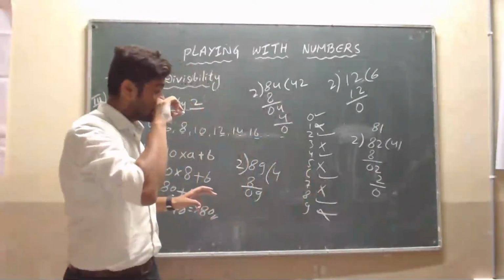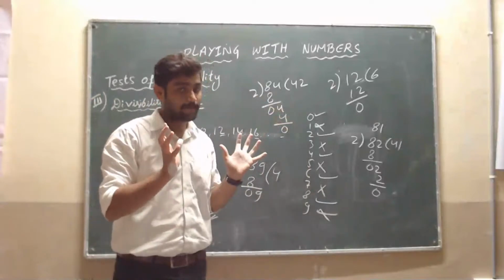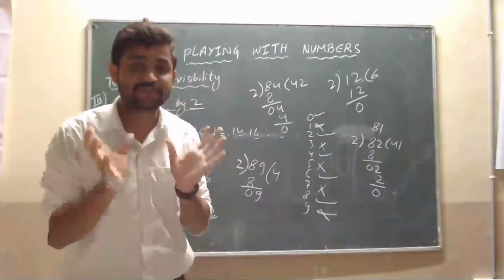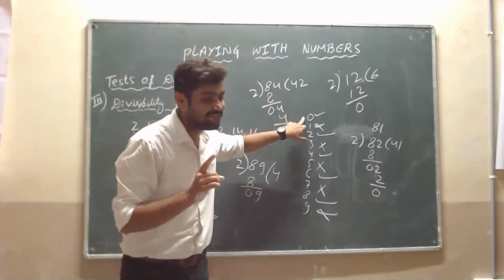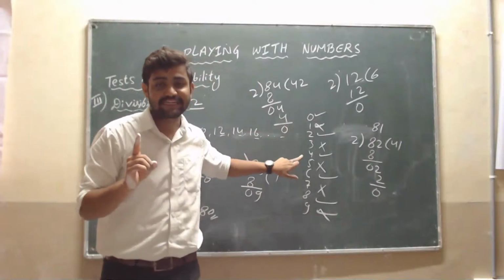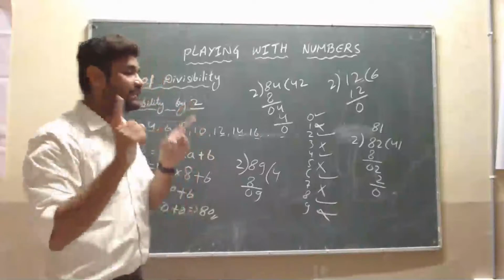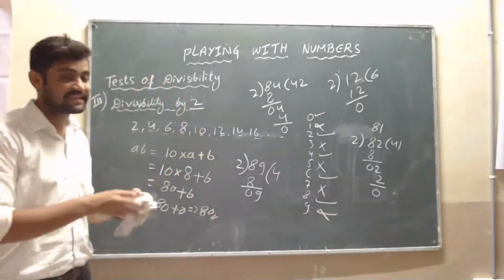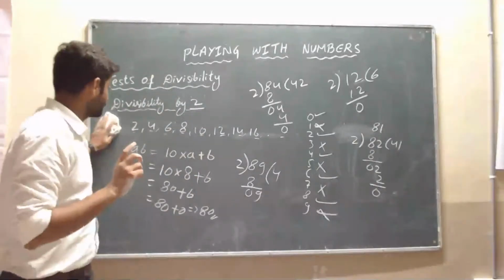Then we can observe here, and I will conclude this. The number which has an even number at its ones place or units place is easily divisible by 2. Okay? Did you understand? If you have any doubts, ask in the comment box.